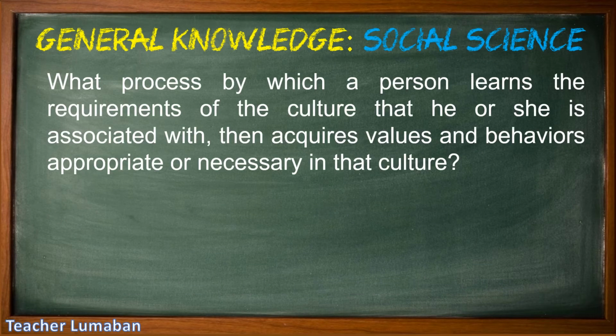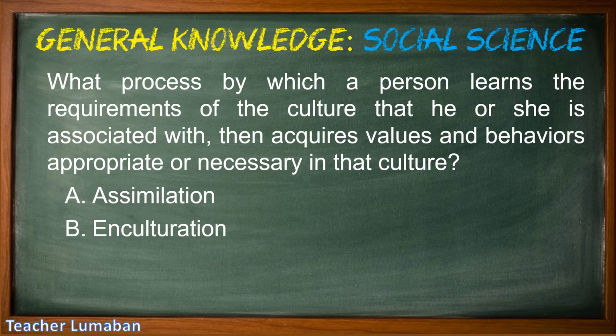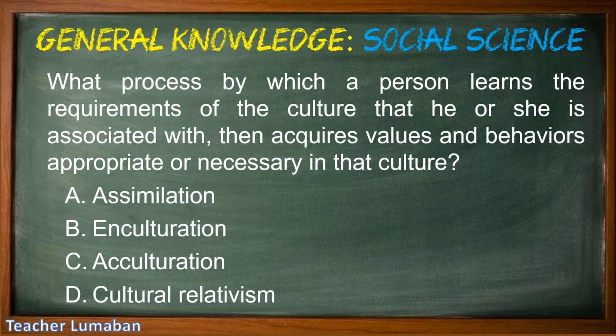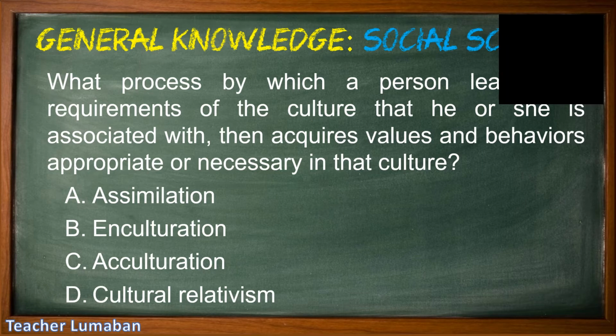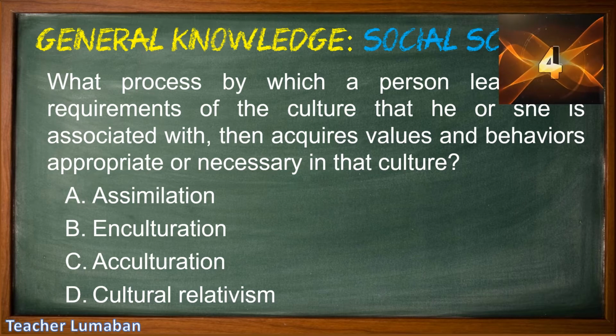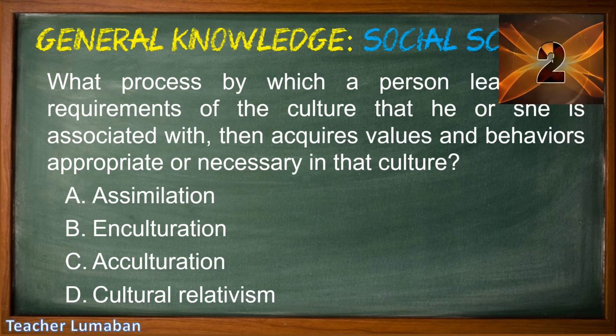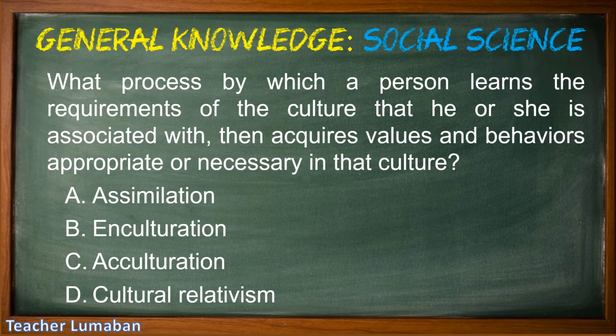What process by which a person learns the requirements of the culture that he or she is associated with, then acquires values and behaviors appropriate or necessary in that culture? Letter A, assimilation. Letter B, enculturation. Letter C, acculturation. Letter D, cultural relativism. Please choose the suitable answer to the following choices in 5 seconds. 5, 4, 3, 2, 1. The correct answer is letter B, enculturation.